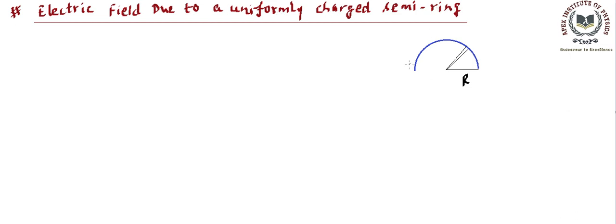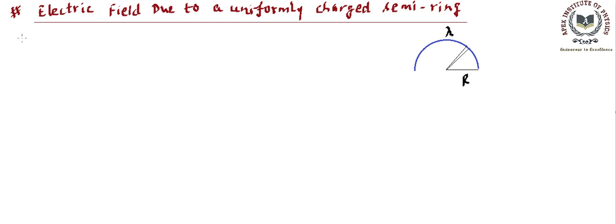So there is a picture in which half of the ring has been shown and it's uniformly charged. Let's say charge density is lambda and its radius has been shown as r. We are interested to find out the field because of the semi-ring charge distribution at the center location.